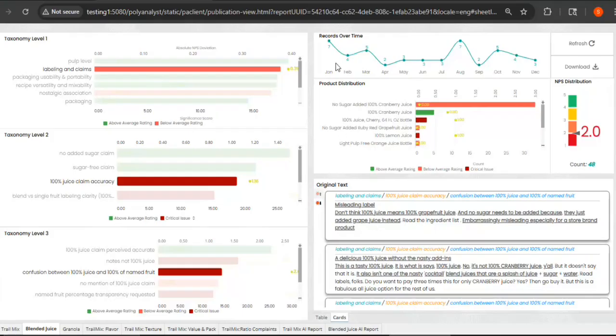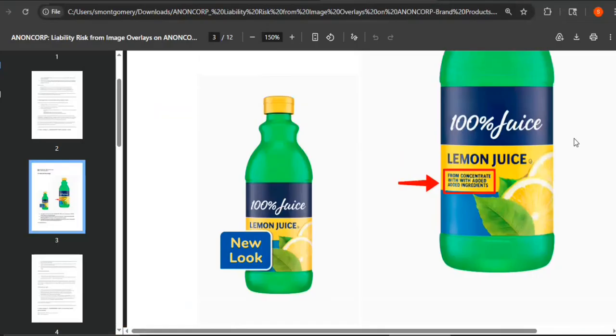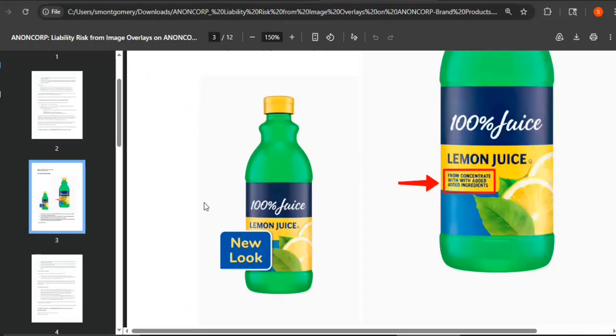Yeah, so how about I just skip to the image. So here's an example of where it occurred. This says 100% juice, lemon juice. So people think that this is in fact 100% lemon juice, but if we look more closely, it says from concentrate with added ingredients. This is an anonymized version, but this is the retailer's product with the name removed.